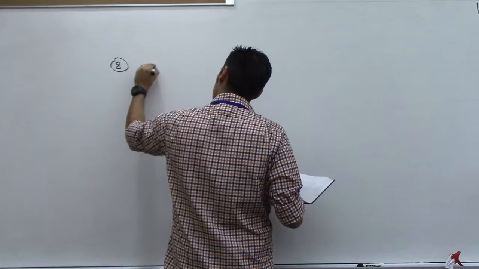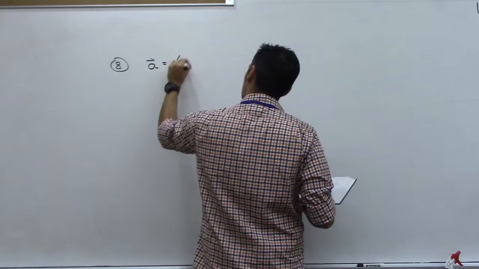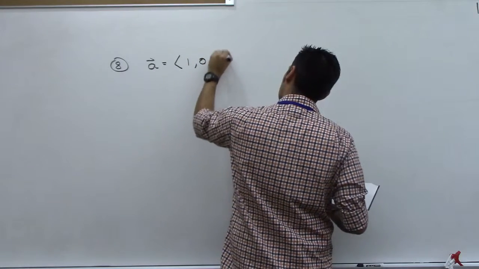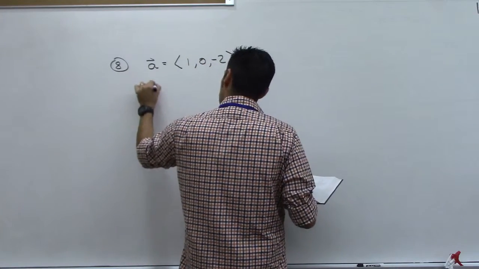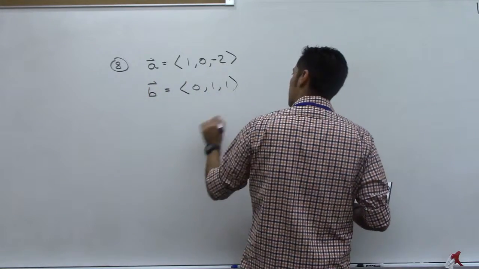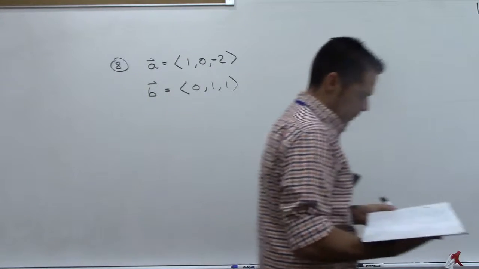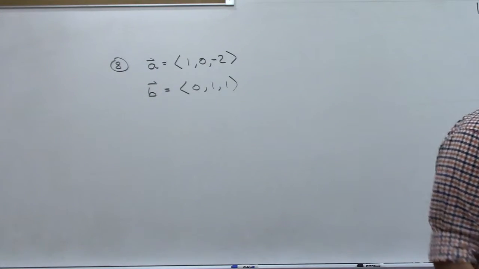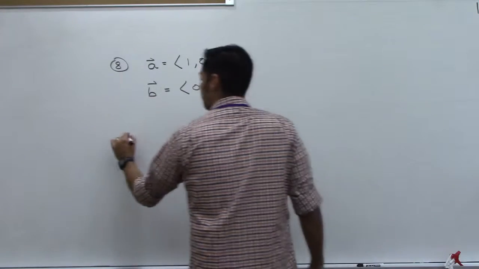A is i minus 2k, so i minus 2k is this, and B is equal to j plus k, so that's j plus k. It says find the cross product, sketch A and B and the cross product, all with vectors all starting at the origin. So let's find the cross product first.